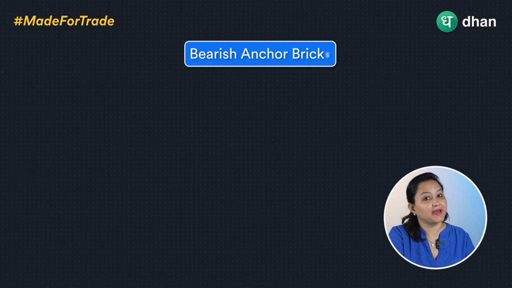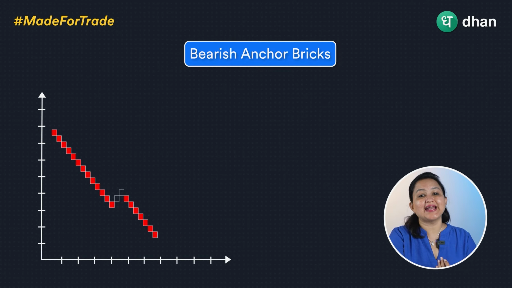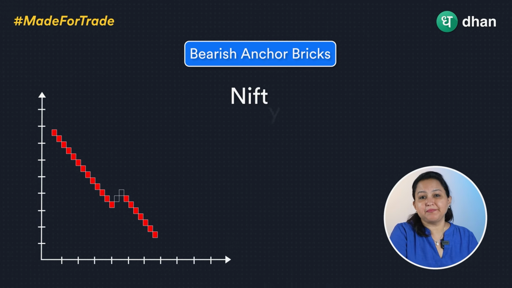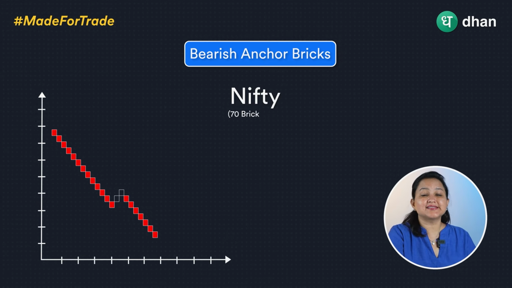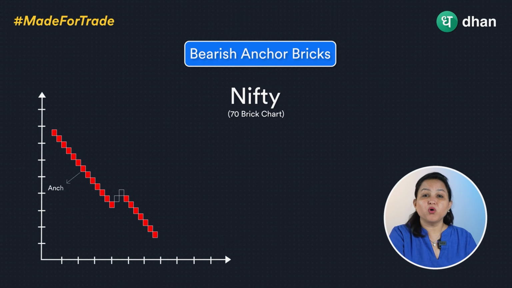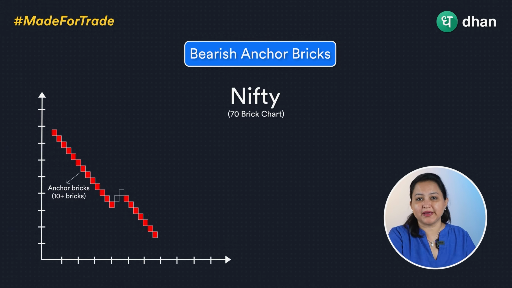We are talking about bearish anchor bricks. So bearish anchor brick, relentless, more than 10 bricks formed in one particular direction. This is a Nifty bank chart that you can see. It's a 70 brick chart. So every 70 points, a new brick is printed in the bearish direction. More than 10 bricks, an anchor column. We know that the momentum is on the bearish side.